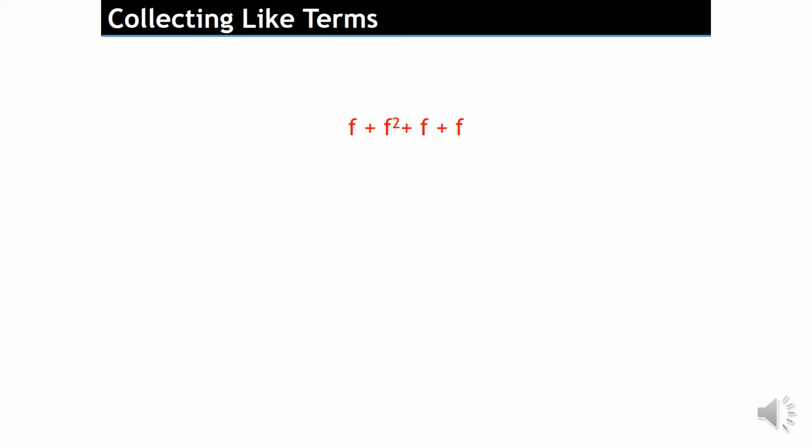So I think last example before we do a bit of practice. So we've got f plus f squared plus f plus f. So think back to the like terms section. Would f and f squared be like terms? So they wouldn't be because this one is squared, these ones aren't. So we've got f, f and f, and at the end we're just going to have plus f squared because that one doesn't have any like terms, so that just stays the same.